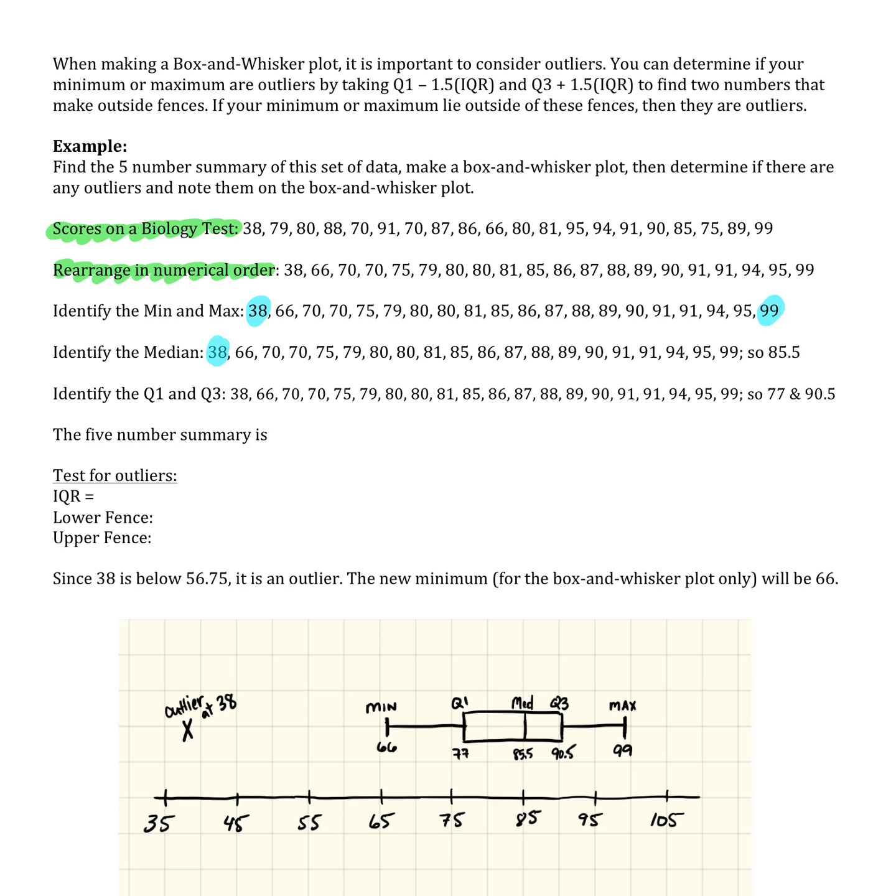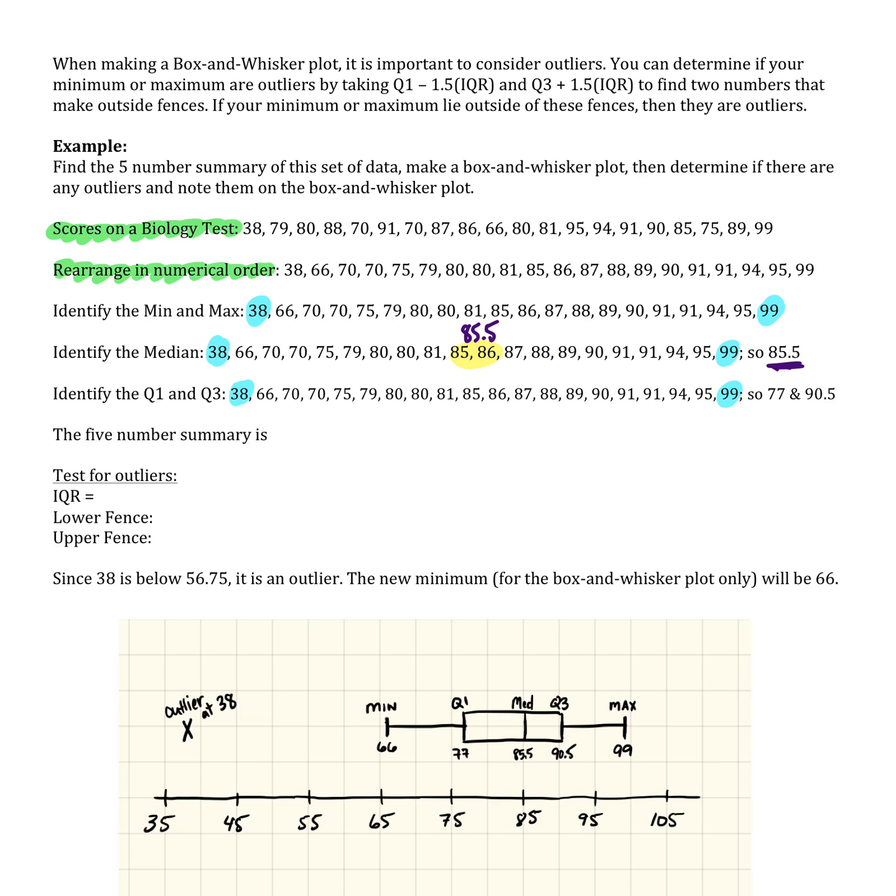Once you identify the min and the max, you want to identify the median. Now remember, if you have an odd set of data, your median is exactly in the middle, but when we have an even set of data, we have to average the 2 center values together. And here we find that it is 85 and 86, and I'm going to average them together and I get 85.5. So that is my median.